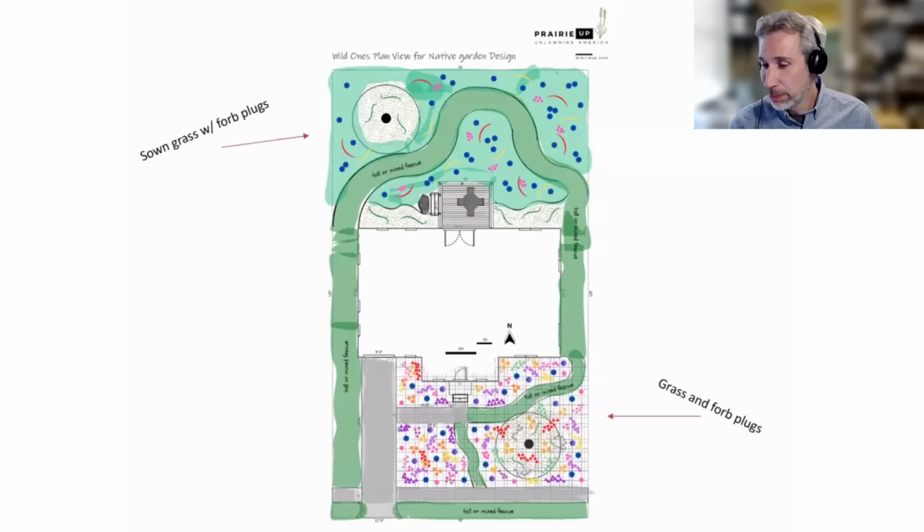And this brings us beautifully to the Wild Ones plans that I worked up for you guys. So we have a backyard and a front yard. The backyard's really simple, at least in my mind. We're just sowing in some grasses.